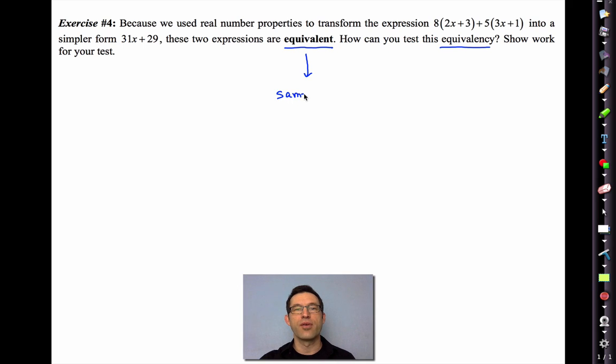That means that they'll have the same value for every input value. So it doesn't matter what x I choose, those two expressions will have the same value. So technically, we can test that equivalency by grabbing any x value we want. Okay? So grab an x value, make it simple, don't use your calculator, and figure out what each one of those expressions is equal to. And then I'll choose my own, okay?